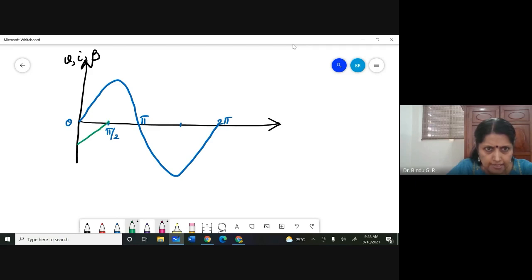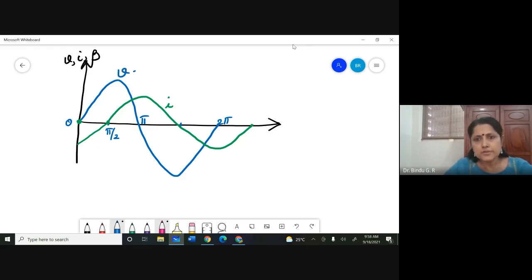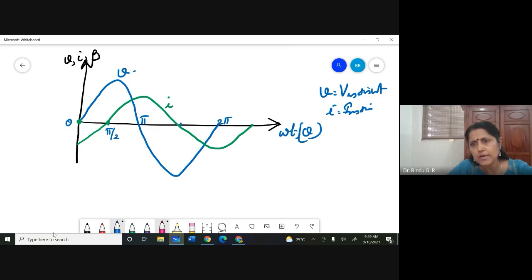Current is lagging. Voltage has already reached 0 here, and current reaches 0 only pi by 2 later. So this goes like this, goes like this. This is I, this is V. So omega t or theta. Hope you understood. What we have done is V is equal to Vm sine omega t, I is equal to Im sine omega t minus pi by 2, that is minus 90.